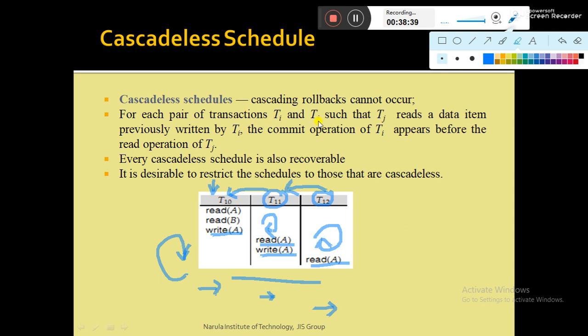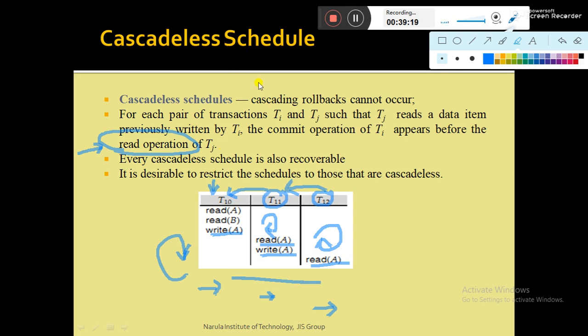For each pair of transactions Ti and Tj, such that Tj reads a data item which was previously written by Ti, the commit operation of Ti appears before the read operation of Tj. If you remember the recoverable schedule, there the commit operation of Ti appeared before the commit operation of Tj. But here the modification done in the cascadeless schedule is that the commit operation of Ti appears before the read operation of Tj.